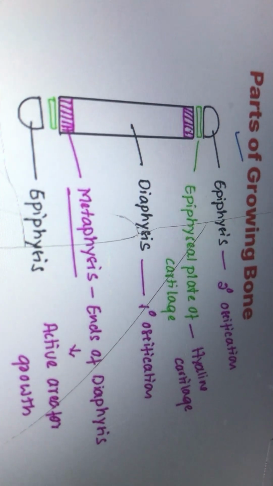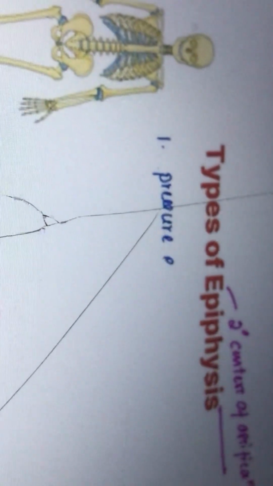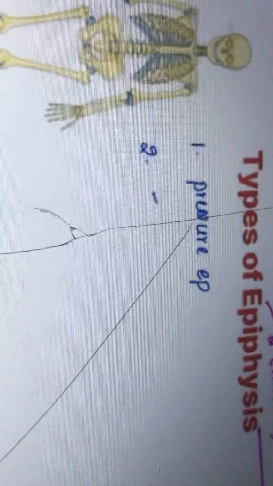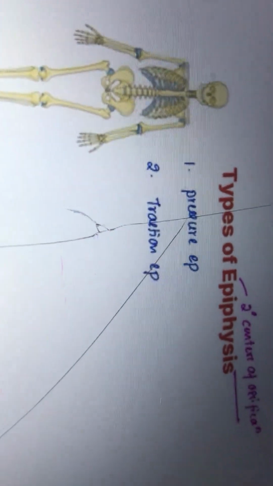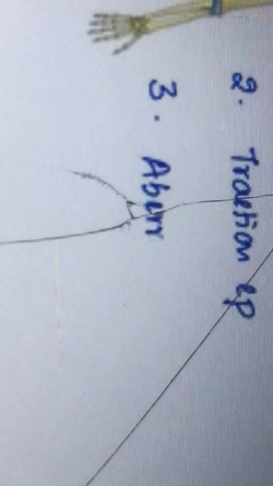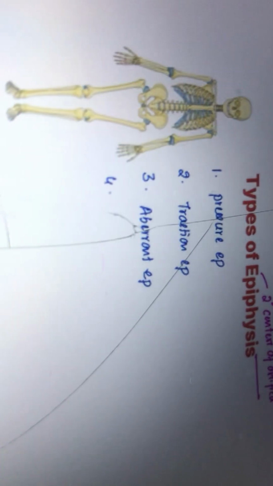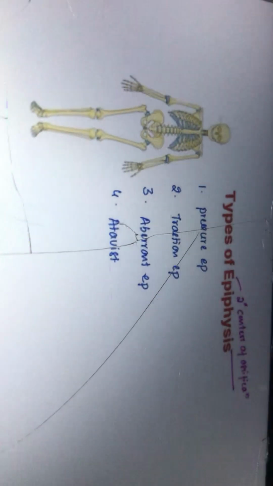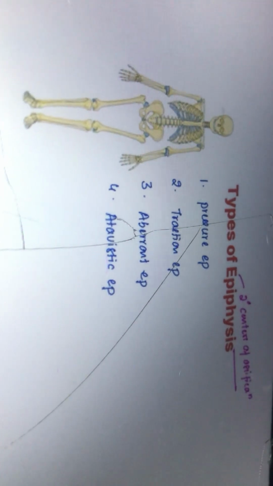Once we have learned this, let's try to understand what are the different types of epiphysis that we have. So first, what do you mean by epiphysis? Epiphysis is part of the bone that develops from the secondary centers of ossification. Right? So epiphysis is divided into these following types. What are they? First, we have the pressure epiphysis. Right? Then we have traction epiphysis. Then we have aberrant epiphysis, and then we have atavistic epiphysis. Now what exactly are these?